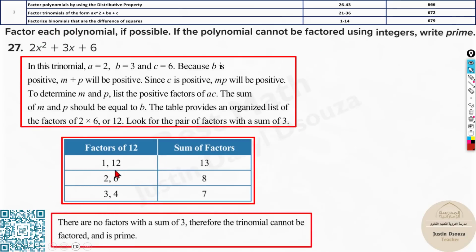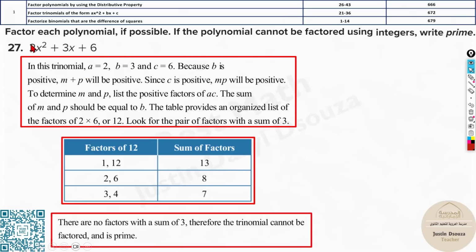See, these are the factors they have given. 1 and 12, 12 and 1, it's the same thing. That's why they've not written it again. There are no factors with a sum of 3, therefore the trinomial cannot be factored and it is prime. You just have to mention, most important thing, this is prime.